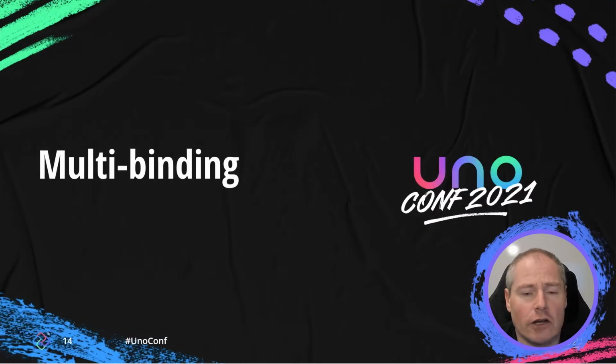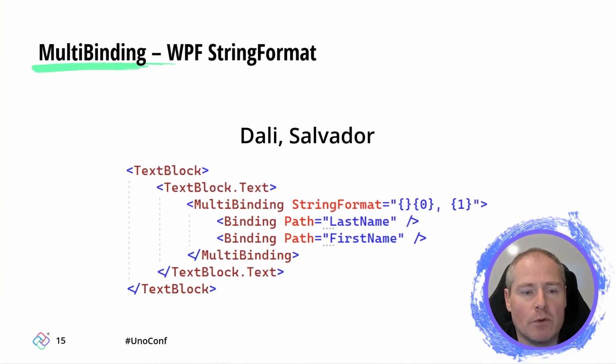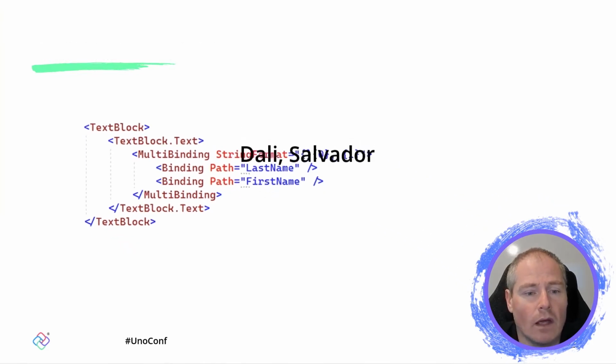Now let's take a look at a couple of examples of multi-binding and how we can implement similar capabilities in the modern XAML. So in WPF, we have this string format capability in a multi-binding, which allows us to take more than one binding for, in this case, last name and first name, and then construct a string that gets rendered up as a single text block. How would we approach that in modern XAML?